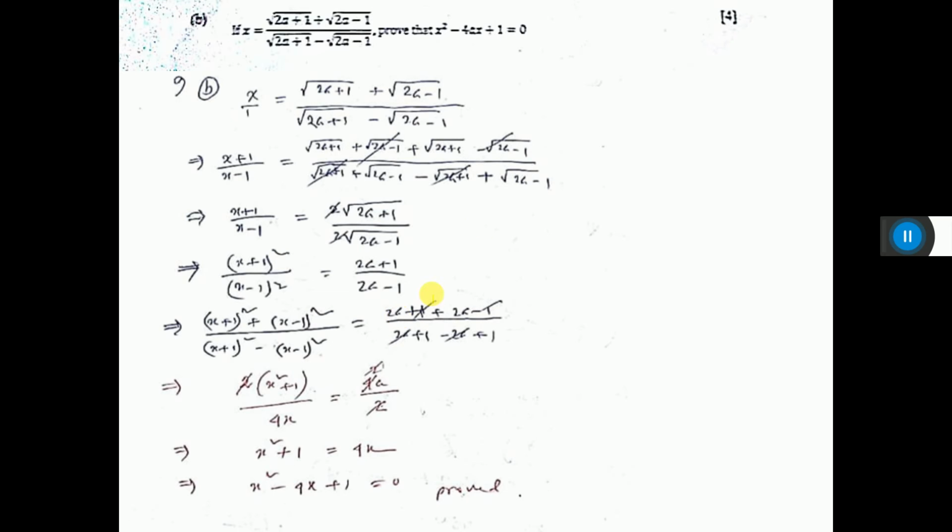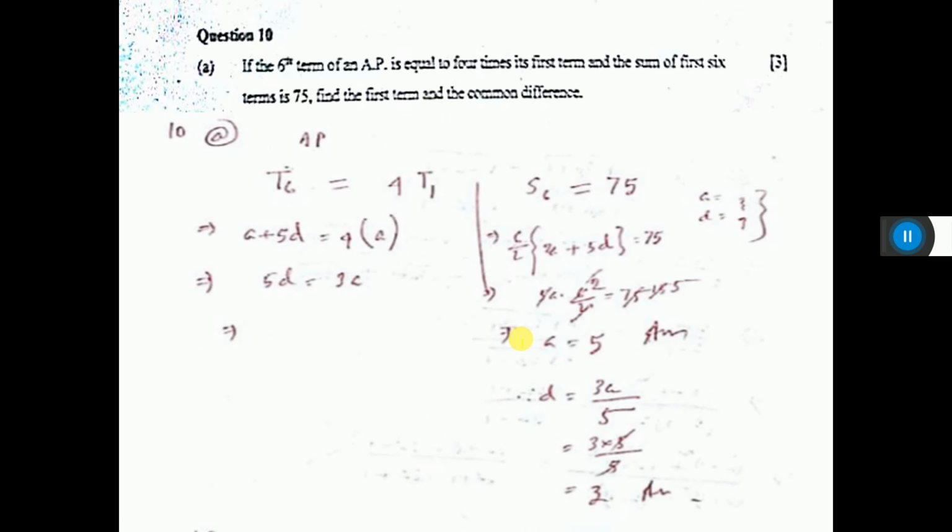This one, apply componendo dividendo here. Componendo dividendo means numerator plus denominator by numerator minus denominator. That side also you do numerator plus denominator by numerator minus denominator. Then do the calculation, you will get the proof.